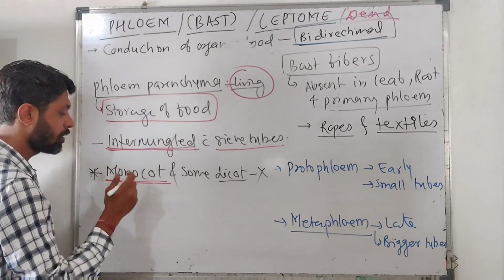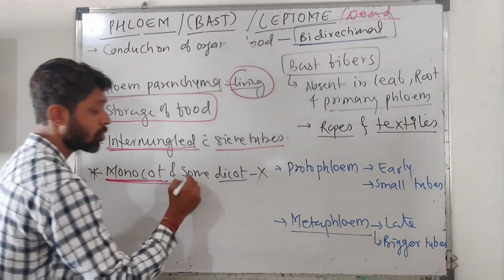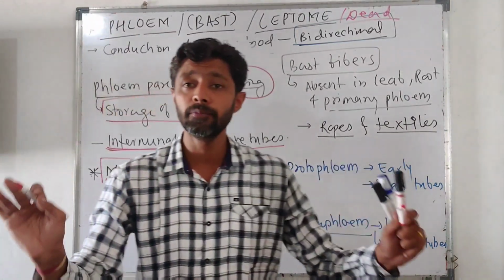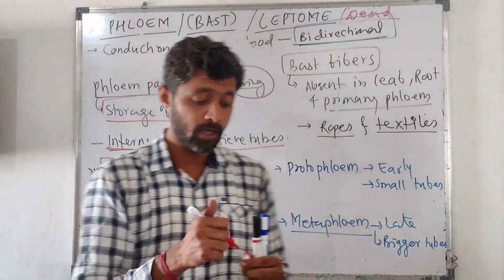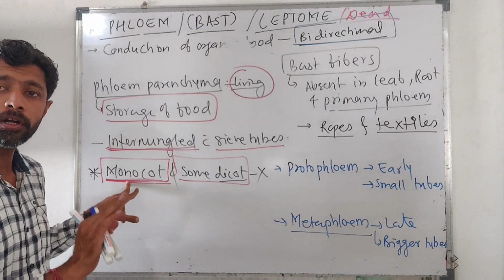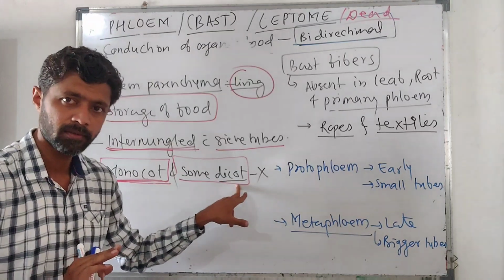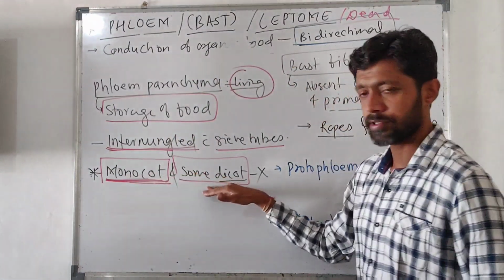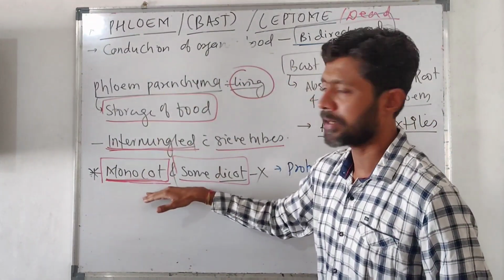Important statement for you: phloem parenchyma are absent in monocots and some dicots. So phloem parenchyma are absent in monocot and some dicots. So this is about phloem parenchyma.